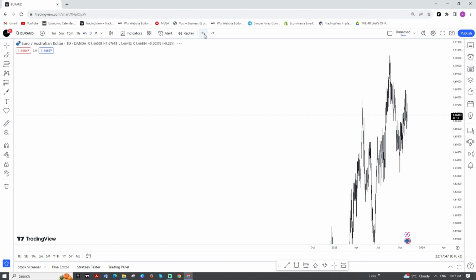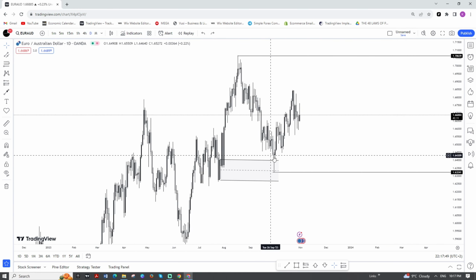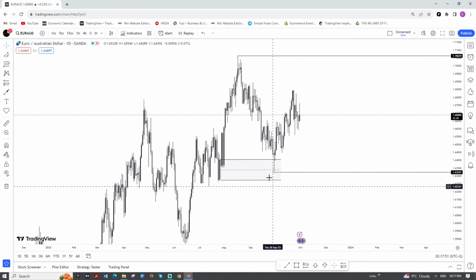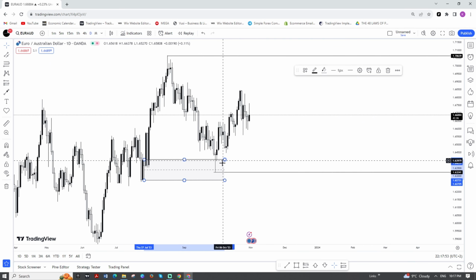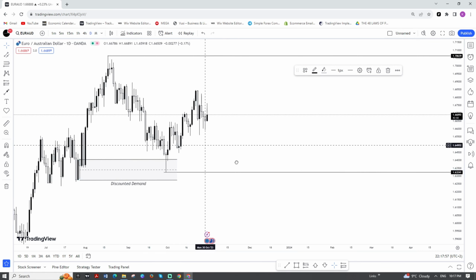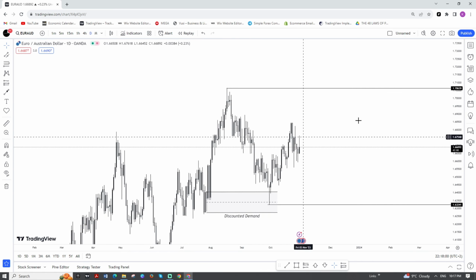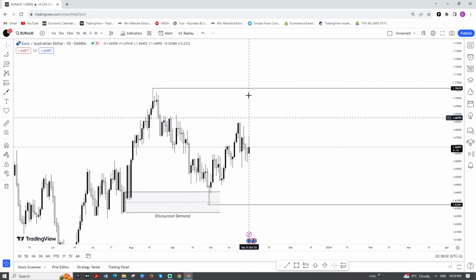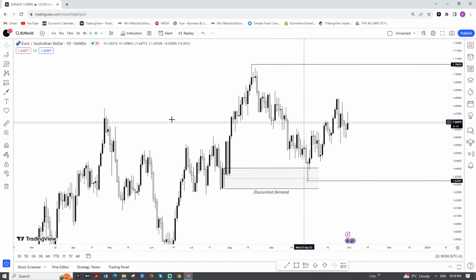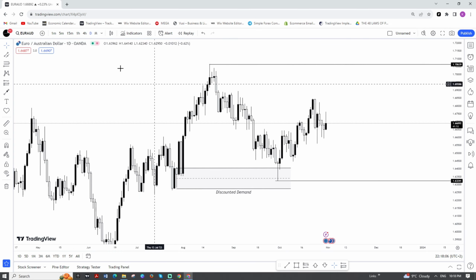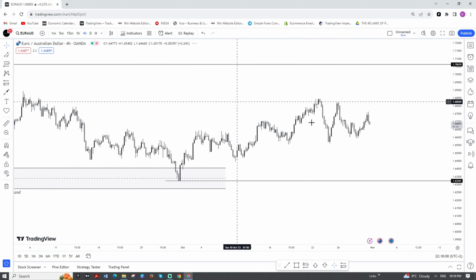Let me just go back. Why did I erase that? Okay, let me just fix it quick. So as you can see, guys, we had that demand zone over there, we had that mitigation over here, and the market is going up. My conclusion is that the market is going to go up, breaking this high right here like it has been breaking the previous highs, guys. So let me just go over to our 4-hour chart.